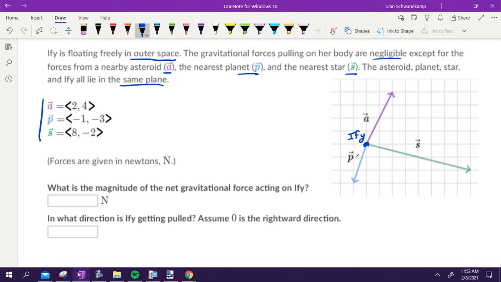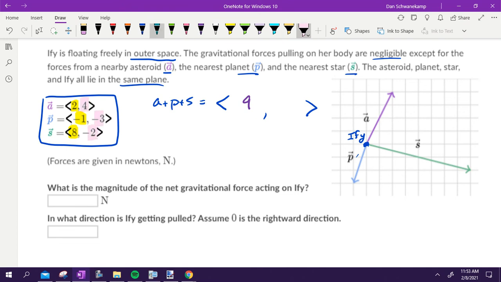All right. So for us to figure out which angle she's actually going to be pulled at, we've got to figure out what happens when we put these 3 forces together. So we are literally going to put those 3 forces together. We are going to add them up and create a new vector. What do I need to do with my x values if I want to know the x value working on Iffy? Add them up. If we're trying to figure out the force, we're just adding them up. Okay, so we're taking 2 plus -1 plus 8. I get 9. Then I got to find my y's. So 4, -3, -2. I add those all up.